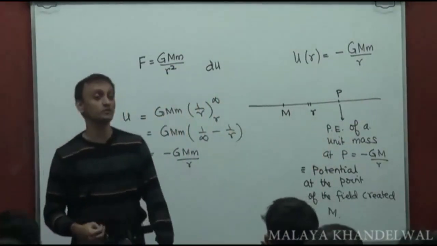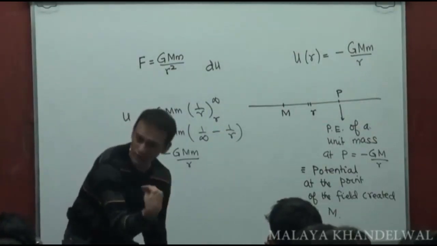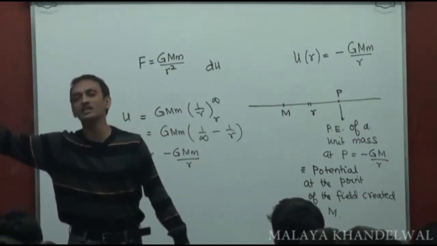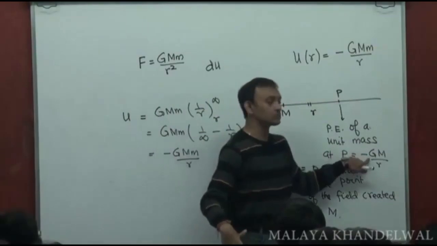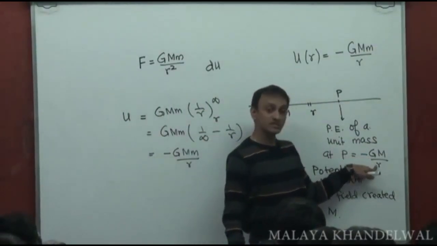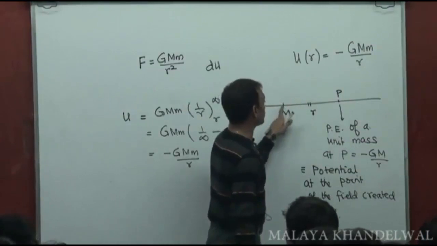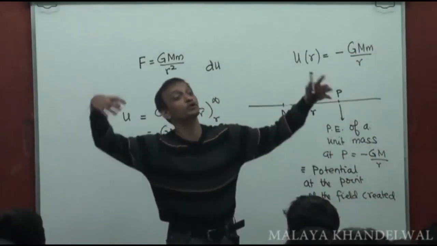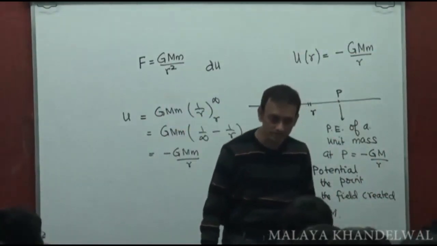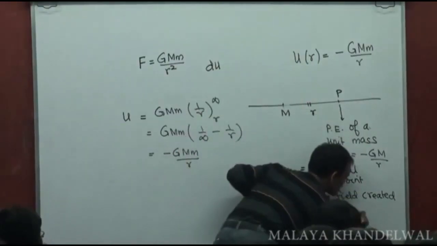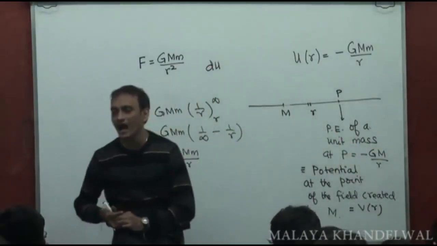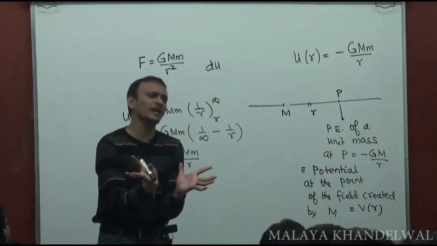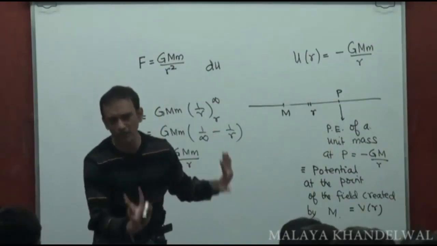The potential at a point P is the potential energy of a unit mass at that point. That's going to be minus GM by r, where G is the universal gravitational constant, r is the distance from this mass M to the point P, and capital M is the gravitating mass which is producing this field. Are you okay with this? We'll henceforth refer to this as V at r. Potential at r would be the potential energy of a unit mass at r. Clear?